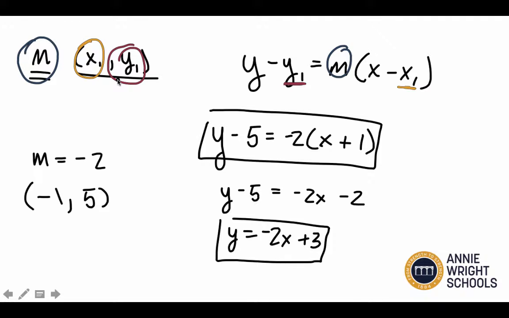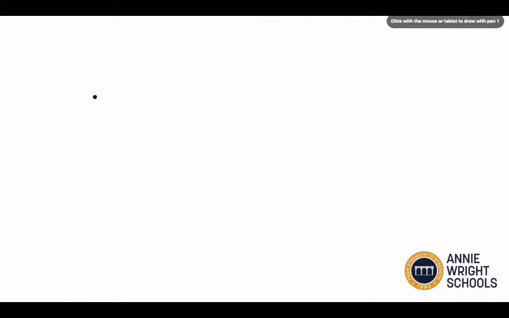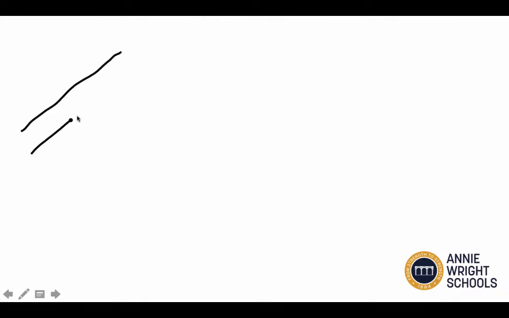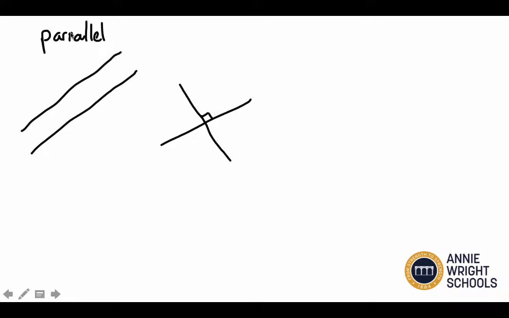When we talk about lines, we often talk about lines that are parallel, which means they never intersect, or lines that are perpendicular, which means they intersect at right angles. There's a relationship between the slopes of parallel lines, and there's a relationship between the slopes of perpendicular lines. I think I'm misspelling this, and I'm sorry, I think there's only one R.